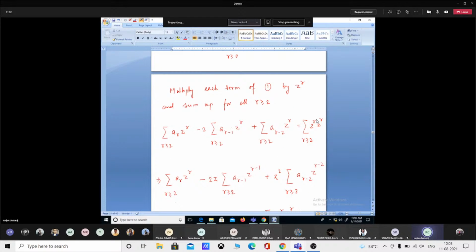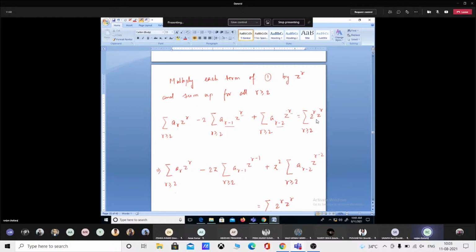Okay, so when you are taking the summations, what are the steps? First step is multiplication by z to the power r. Now you see here, the suffix is r, and the exponent, that means the power of z, is also r, so it's okay. But here we have a_{r-1} and here z^r, so make it r minus 1. Here it is a_{r-2} and here z^r, so make it r minus 2. If you want to make it r minus 2, we have to subtract from the power of z.